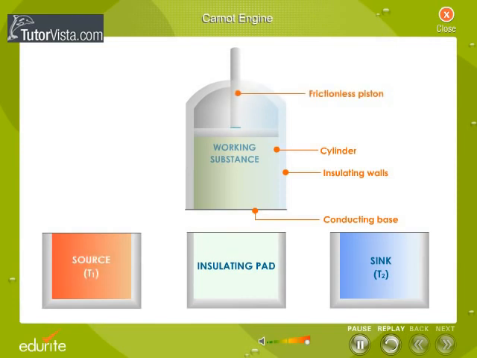Source. The source is a very hot body maintained at a fixed higher temperature and has infinite thermal capacity. By infinite thermal capacity, we mean that any amount of heat can be taken out of it without changing the temperature of the source.